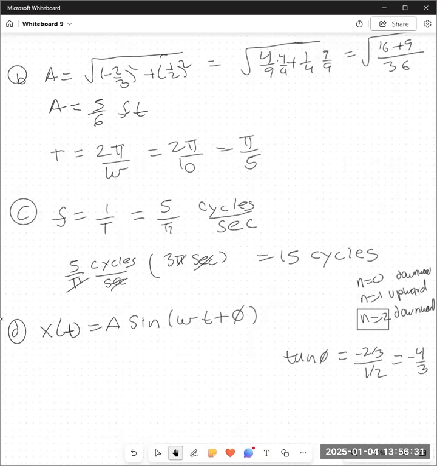Tangent is negative in quadrants 2 and 4. This is in quadrant 4, I believe. Yes. So I'm going to come up with the correct angle, and you draw your triangle so that c1 is in the vertical and c2 is in the horizontal.